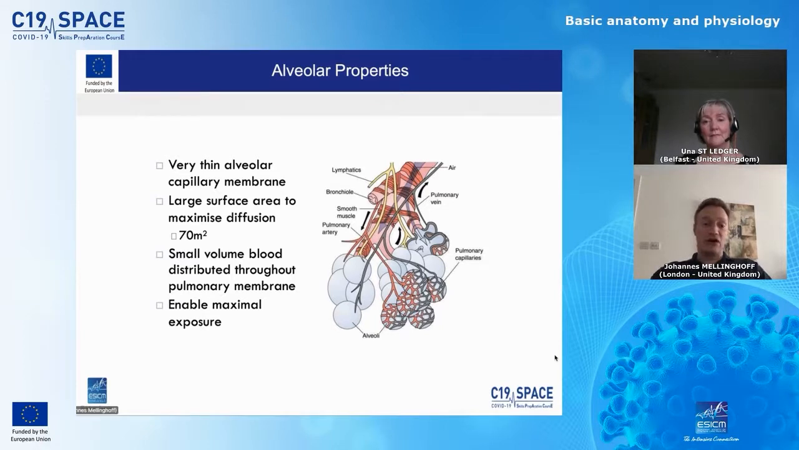Alveoli have a very large surface area, if we were putting them all together, roughly 70 square meters for a normal person. There's only a small amount of blood volume distributed throughout the pulmonary membrane to enable maximal exposure. So we can think, if there is a layer inside the alveoli, like for example present during pulmonary edema, it will be more difficult for oxygen to diffuse over into the capillary bed. Similarly, this might be the case with a mucus plug.